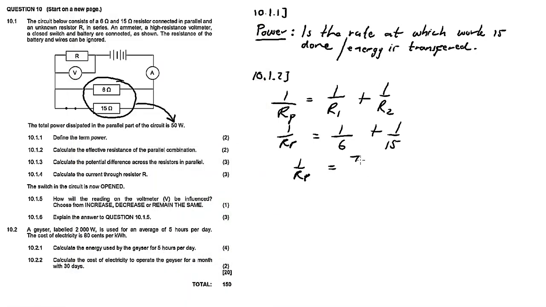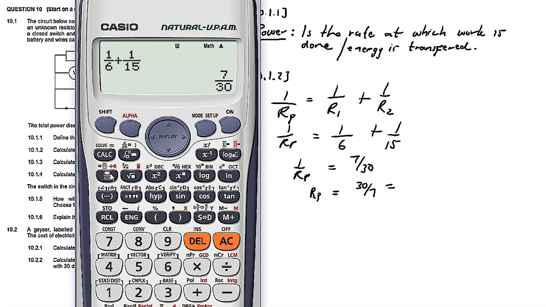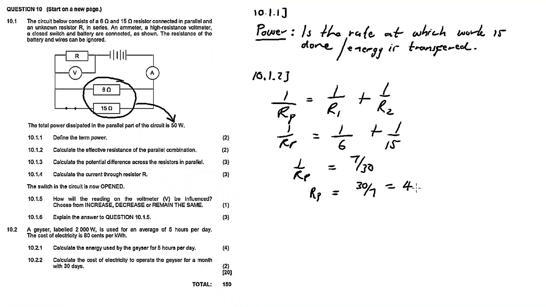7 over 30. Since I want RP, not 1 over RP, RP is 30 over 7, which in 3 decimal places is 4,286 ohms. So this is the value for the total effective resistance of the parallel combination.